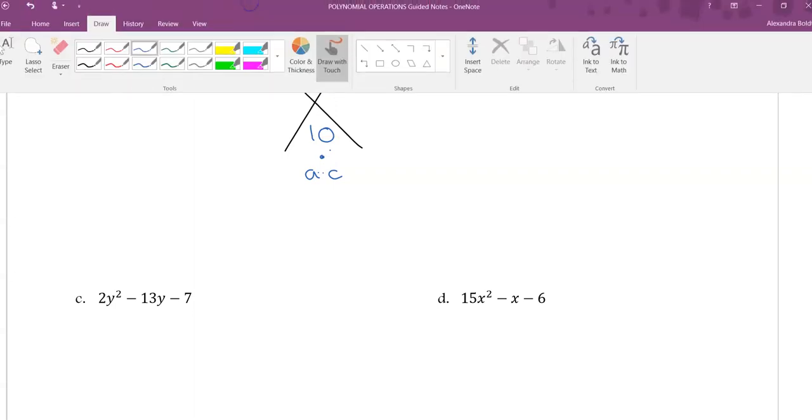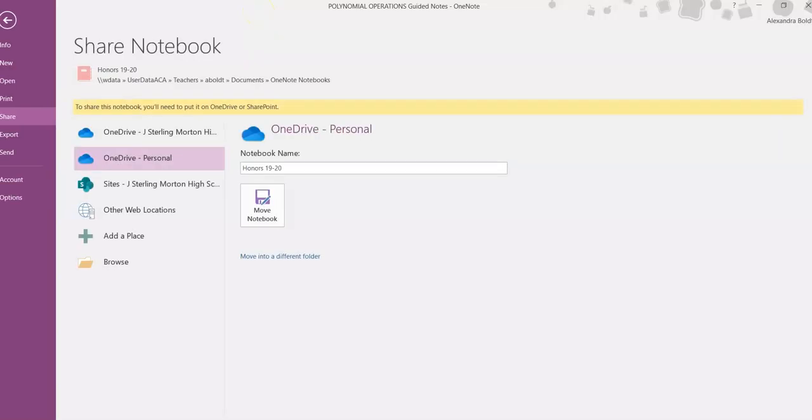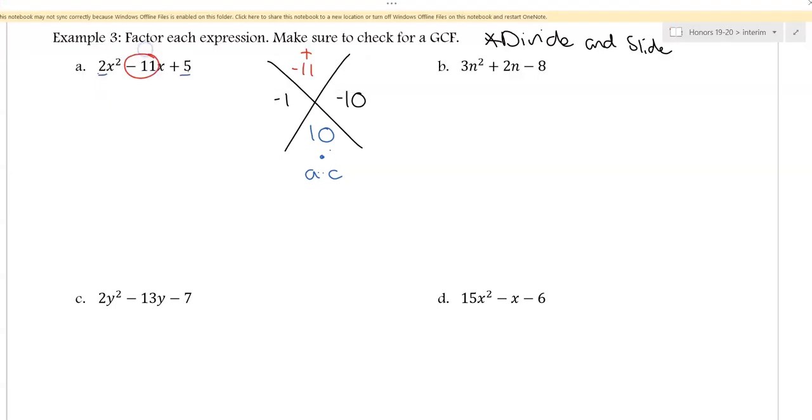Okay. Now, same thing. I'm going to check for my 2 numbers. So I have, I think, -1 and -10 work there. Then, since I multiplied by A, I have to divide by A. This is where the divide and slide comes in. So I'm going to divide both of these by whatever A is. This doesn't simplify, this does.